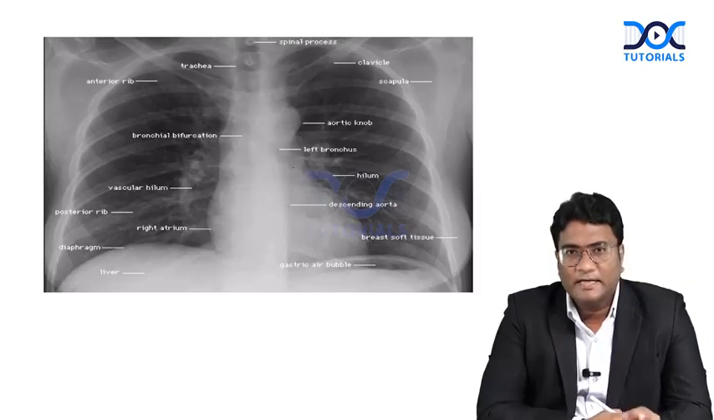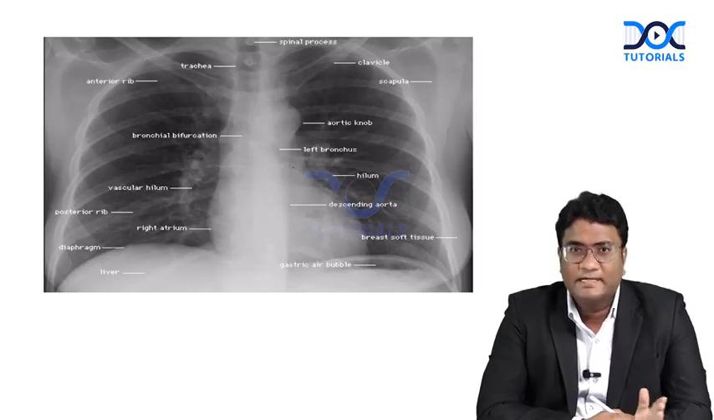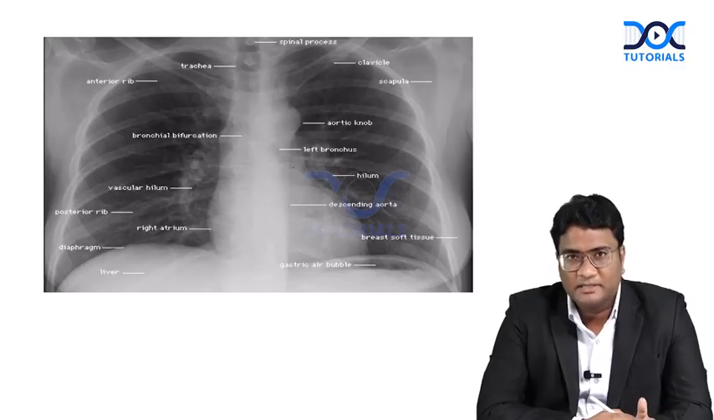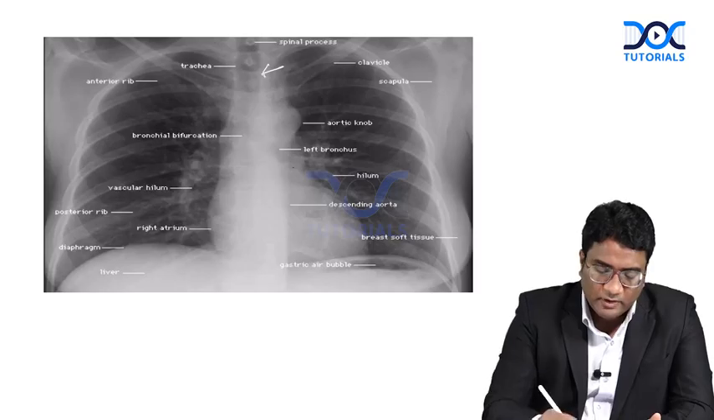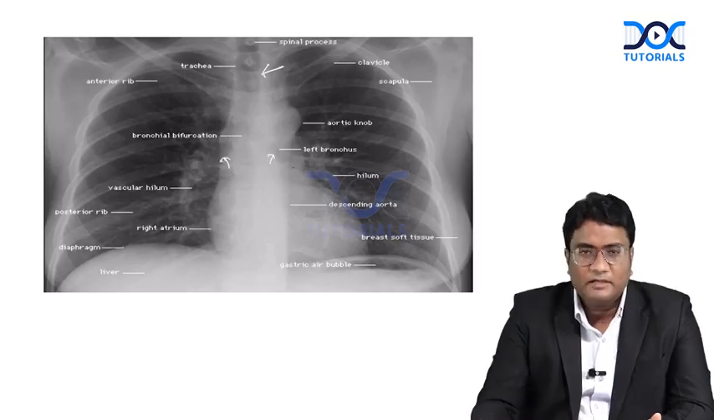Now let's start with understanding how to look at a chest radiograph. When you're looking at a chest radiograph, first begin by following an inside-out approach. Start from the center. Look at the trachea, look at the bronchi, right? Look at the carina.